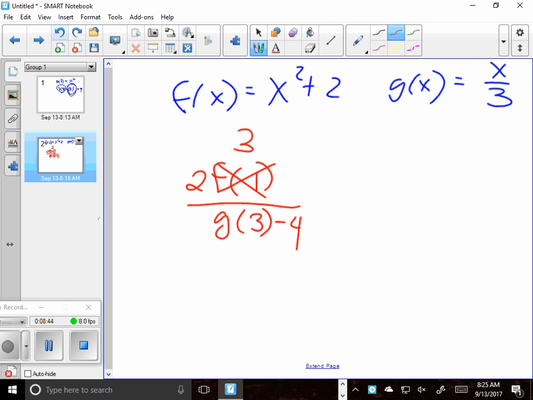And now that is not 23, of course. That's 2 times 3 over, and now, one step at a time. What do you think's next? G of x, in this case, g of 3, yes. So I go stick the 3 in here. What did you get? 3 over 3, which is 1. So I put a 1 right there.